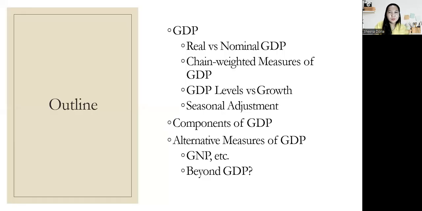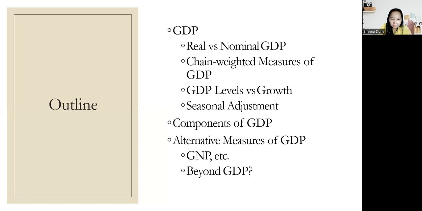Okay, welcome to the second part of our discussion on the data of macroeconomics. As I've said in the previous part, the outline of our discussion is all about GDP, real versus nominal GDP. What is the difference and which is better? And chain-weighted measures of GDP, levels versus growth, seasonal adjustment, components of GDP, and alternative measures of GDP such as GNP and beyond GDP.